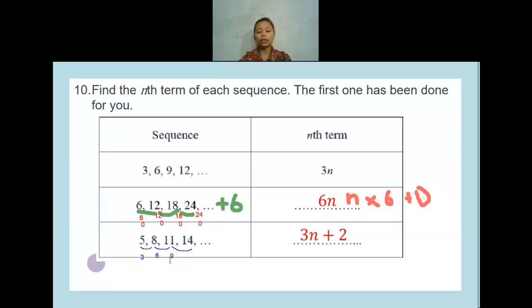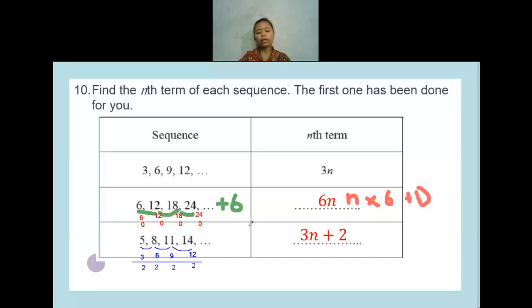After you find all the multiples, you need to find the difference. The difference between 5 and 3 is equal to 2. 8 and 6, the difference is 2. 11 minus 9 will be equal to 2. 14 minus 12 will be equal to 2. So all the differences are already equal.